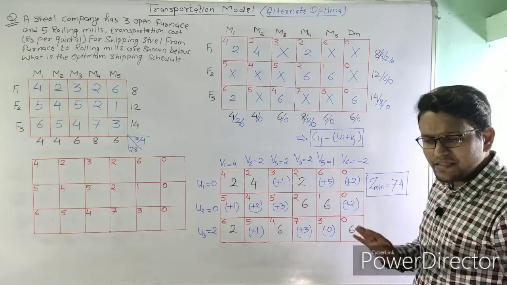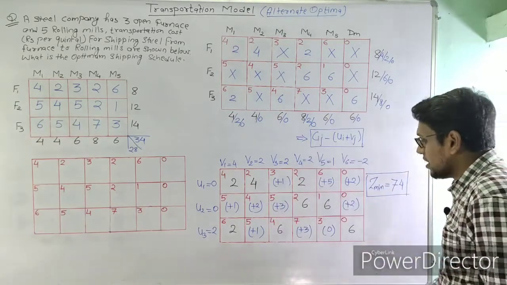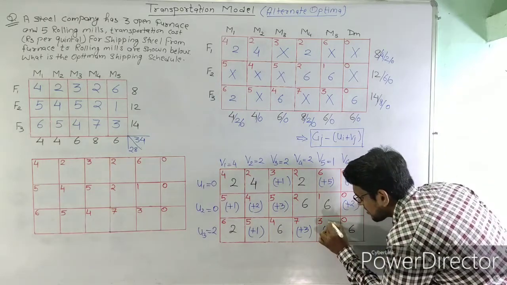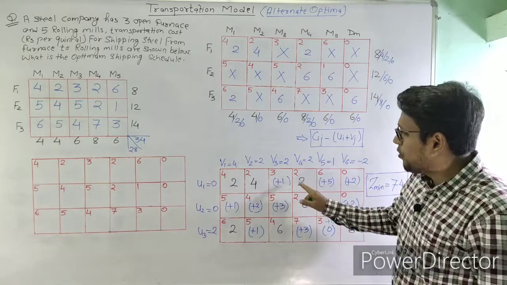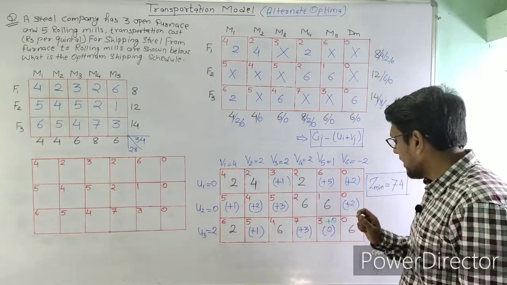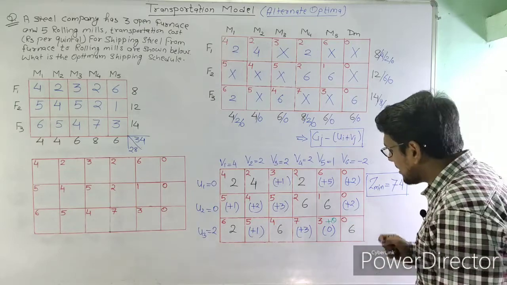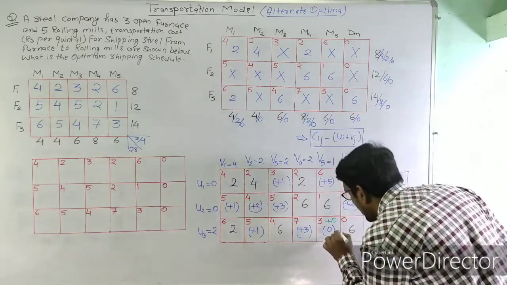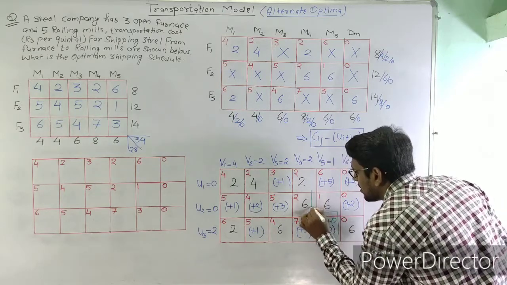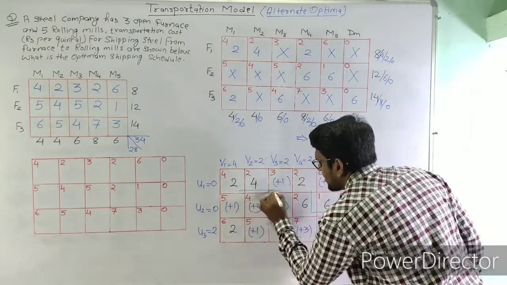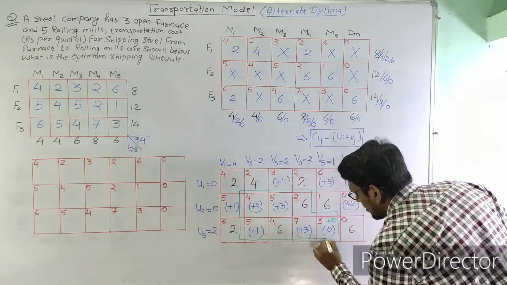So now let us see what will happen if I allocate 1 unit here. As I allocate plus theta unit here, it now has more than m plus n minus 1 allocations, and now this will definitely form a loop. So let us find out the loop first. The loop can be easily identified here.